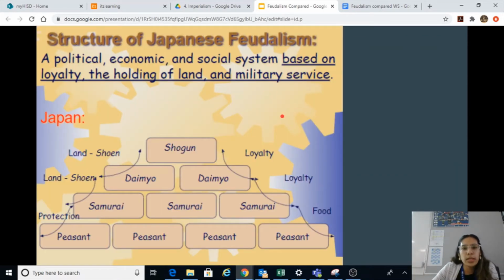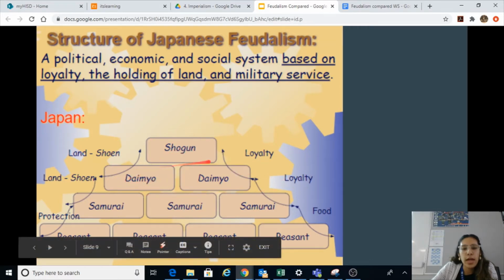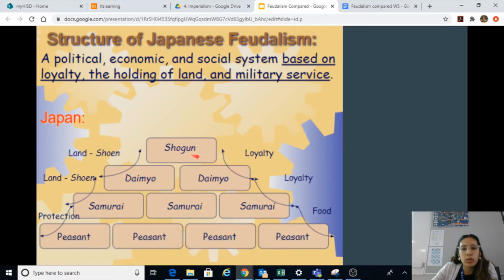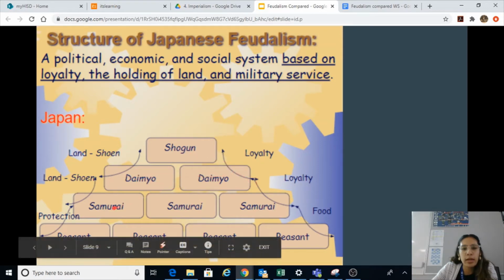So this would be the structure of Japanese feudalism. So we had the shogun basically at the top, and then the shogun had all the daimyos under him, and they have loyalty to the shogun. And then the daimyo had multiple samurais under him. So you can see it's like a little pyramid. And then the samurai have multiple peasants under them that are working for them and providing all of the food.